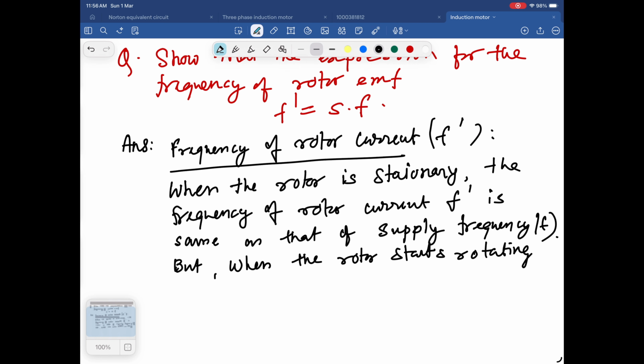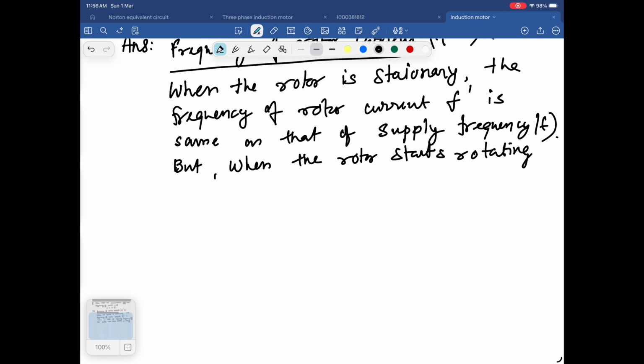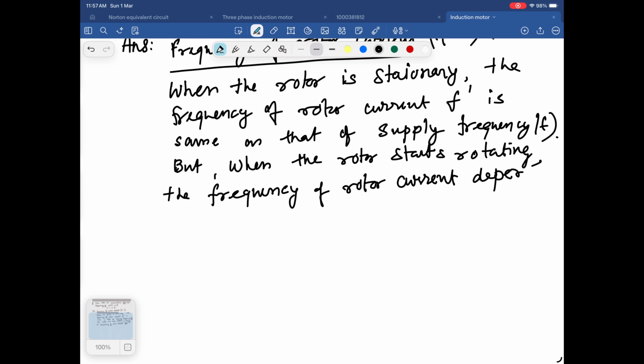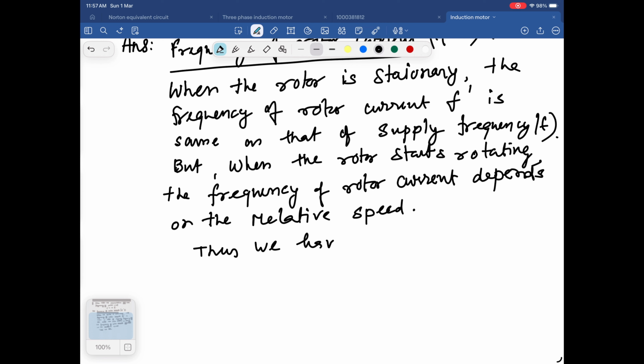We know in the air gap between the stator and rotor, a rotating magnetic field is produced, and the speed of this rotating magnetic field is called synchronous speed, and it is denoted as Ns. And synchronous speed is given by the equation 120f/P, where f is the supply frequency and P is the number of poles. So the moment the rotor starts rotating, the frequency of the rotor current depends on the relative speed.